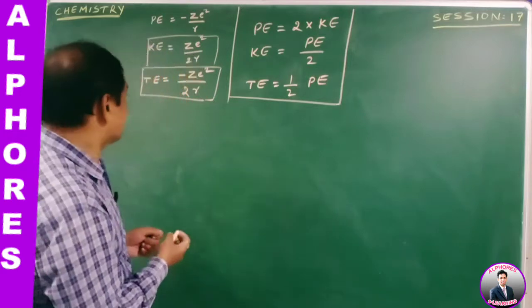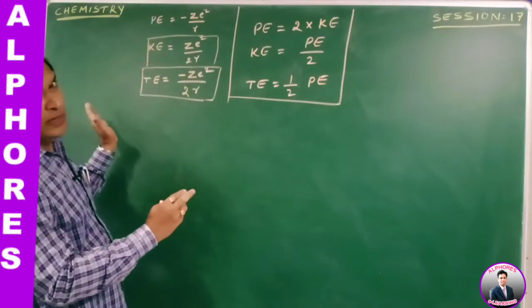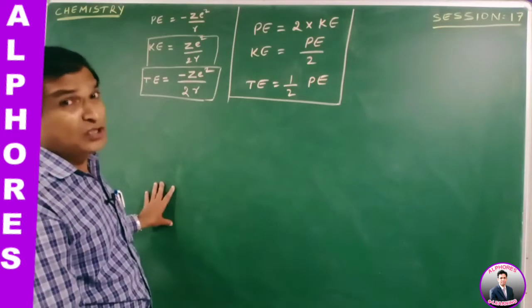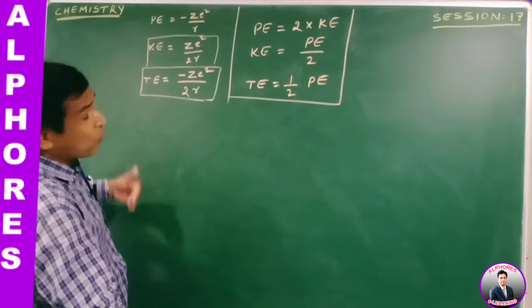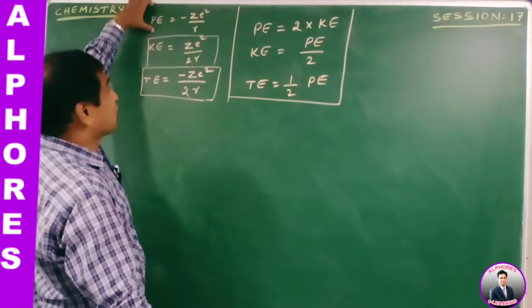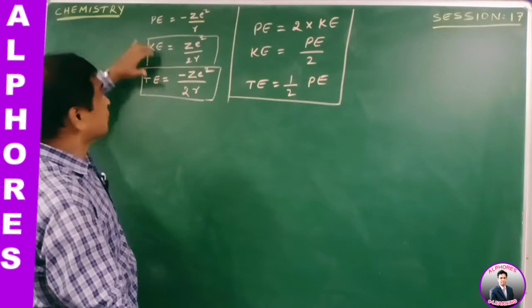So the energy concept is completed. Till the last session we completed the radius and energy numericals. Then in the energy numericals, I have taken some more extra relations: the potential energy of the electron in the orbit, the kinetic energy of the electron in the orbit, and the total energy, which equals the sum of these two.